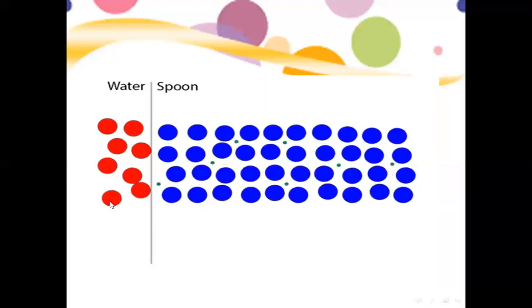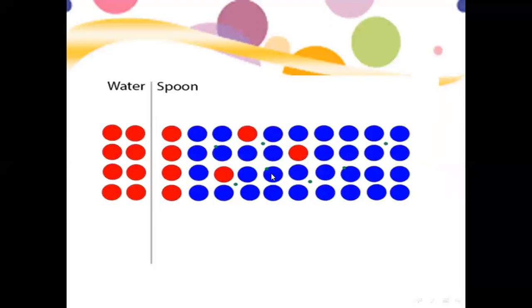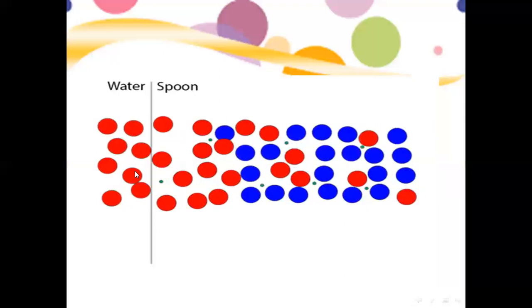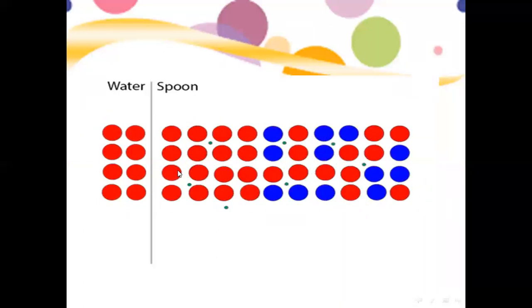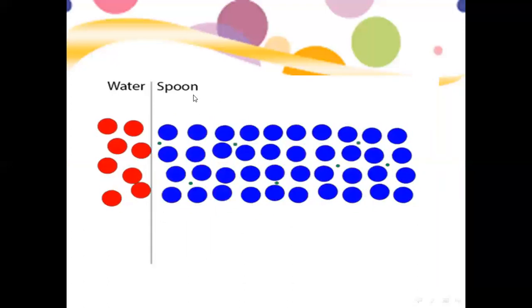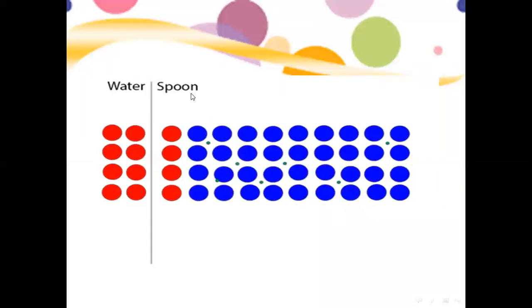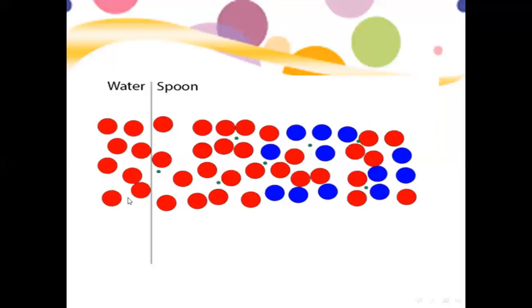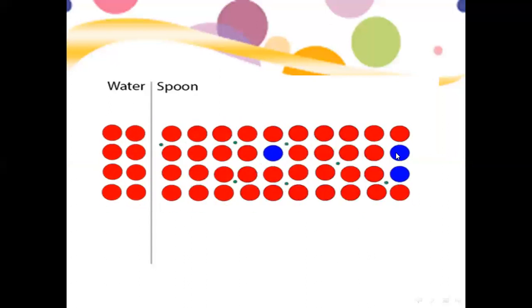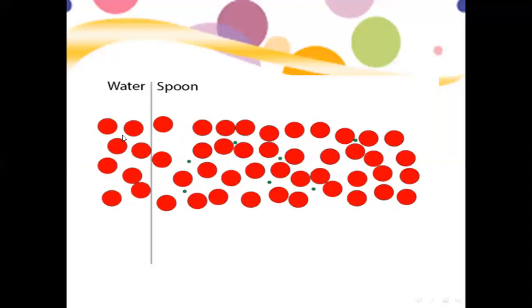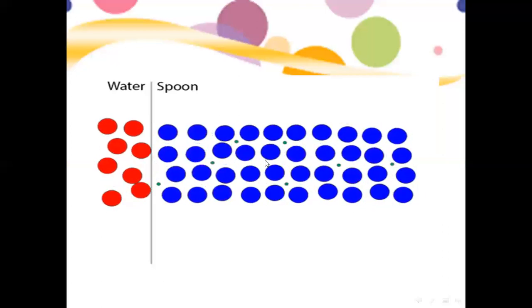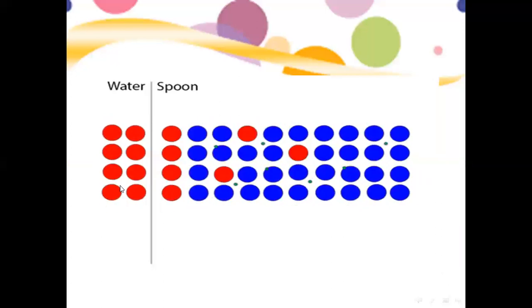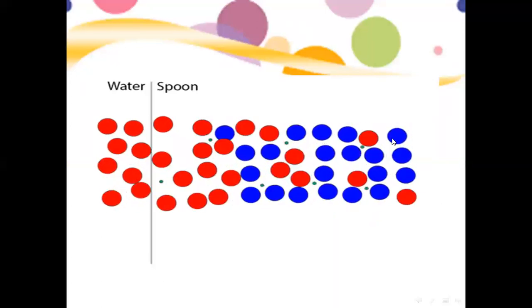Here you see, if you put warm water on a spoon, heat transfers from the warmer object to the cooler object. After some time, if you touch the spoon, it is also hot. So heat is transferred, or flows, from a warmer object to a cooler object. Before, the water was hot and the spoon was cold.